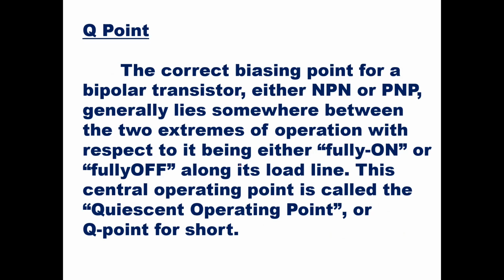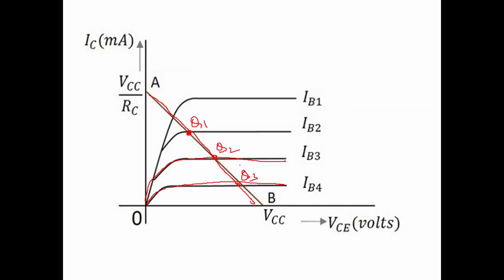Then we'll see what we mean by operating point. Operating point is also called the Q point. It is the correct biasing point for a bipolar transistor, whether it is NPN or PNP. It generally lies between two extremes of operation, either fully on, that is saturation, or fully off, that is cutoff, along its load line. This central operating point is also called the quiescent point, or Q point in short. As I told you in the last slide, it is the intersection point of the output characteristics and the load line. So here you can see Q2, Q1 and Q3.